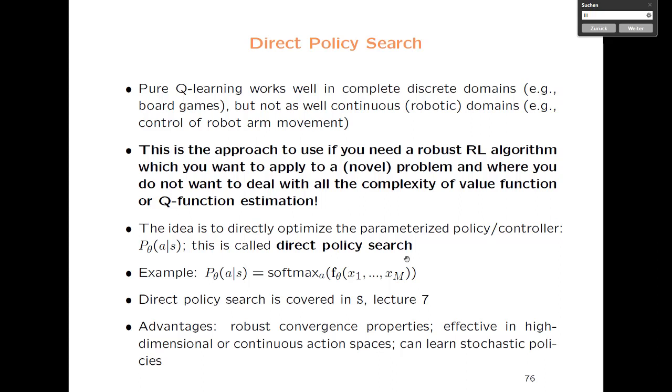So direct policy search, and in particular policy gradient, is a robust reinforcement learning algorithm which you might want to apply to a novel problem, and where you don't want to deal with the complexity of value functions and Q functions. So it is pretty simple and straightforward and works quite robustly. So it's really an algorithm of major importance.